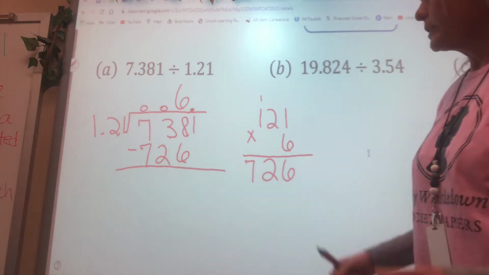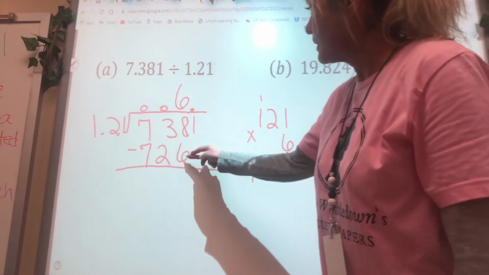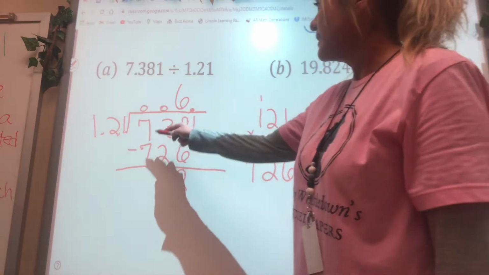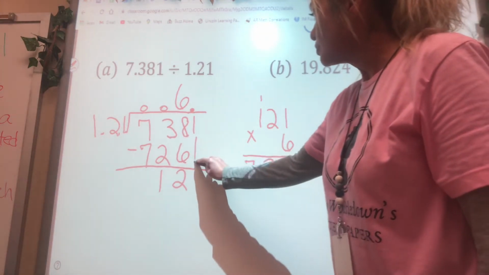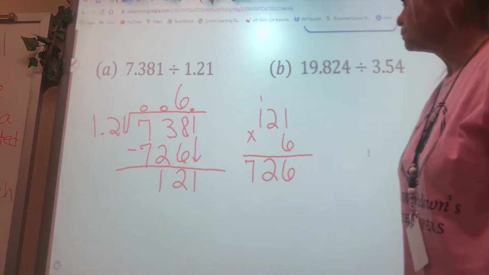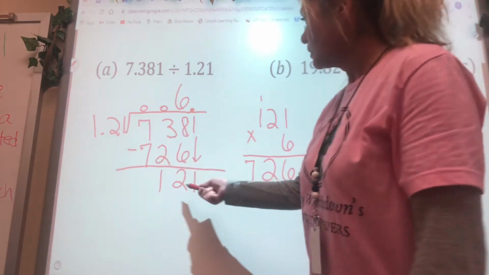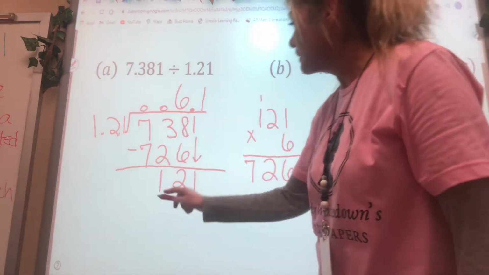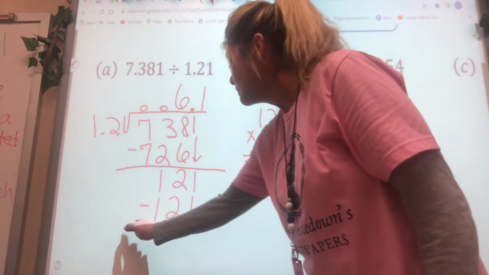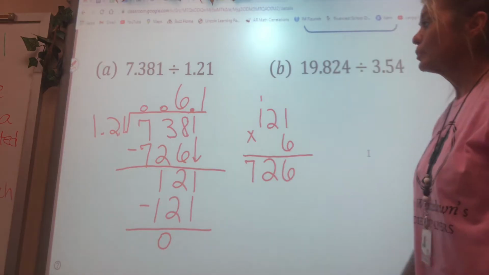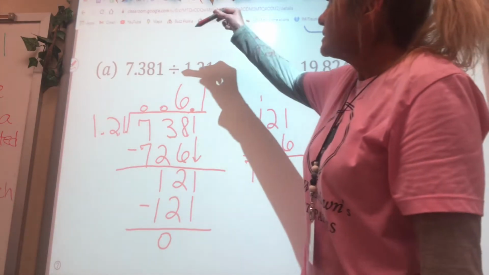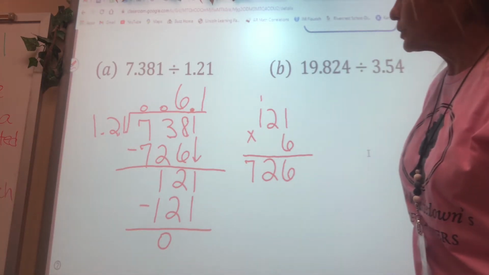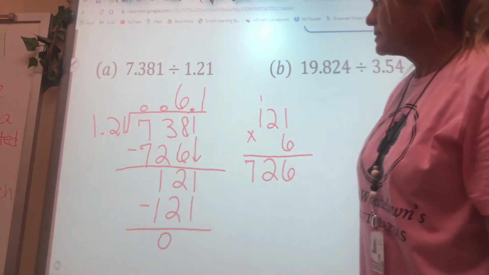And then like just in regular standard division, we subtract. So 8 minus 6 is 2. 3 minus 2 is 1. 7 minus 7 is 0. And we drop down our next digit, which is a 1. Oh, look, 121. 121 we know will go into 121 just 1 time. 1 times 121 is 121, and we come up with our 0 remainder. So 7 and 381 thousandths divided by 1 and 21 hundredths is 6 and 1/10.